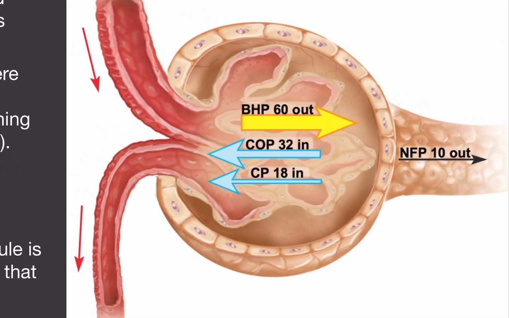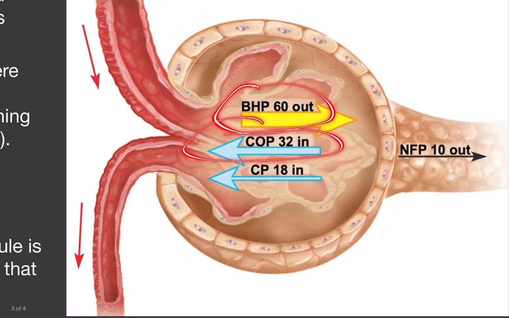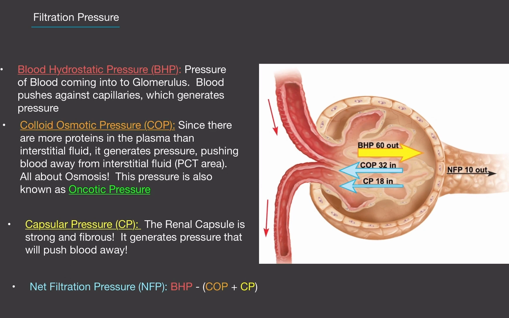So notice that we have 4 different pressures here: BHP, COP, CP, and NFP. Let's start with the beginning, which is BHP, also known as blood hydrostatic pressure. It's the pressure of the blood coming into the glomerulus. Blood is actually pushing against the capillaries, which generates pressure.